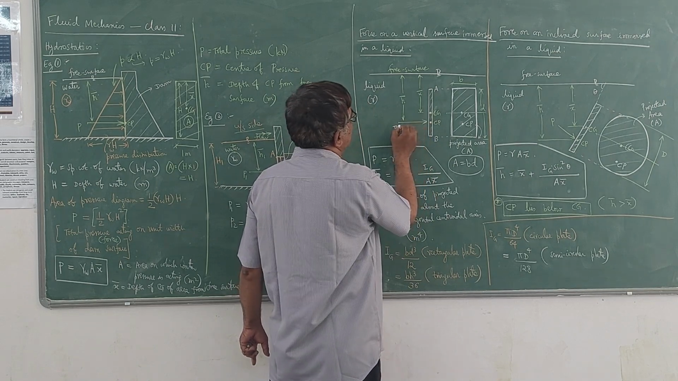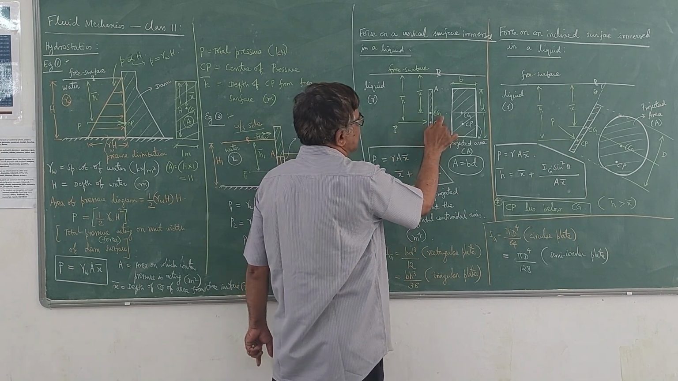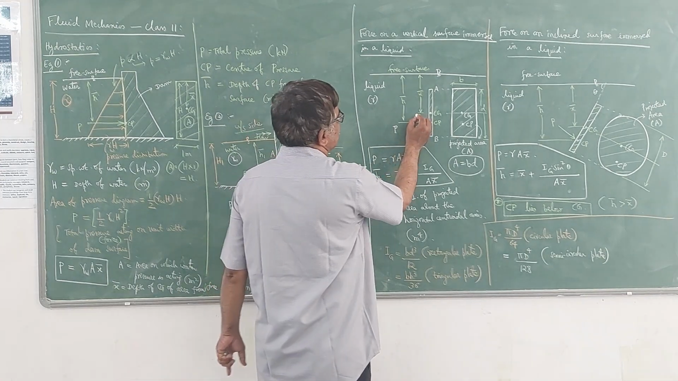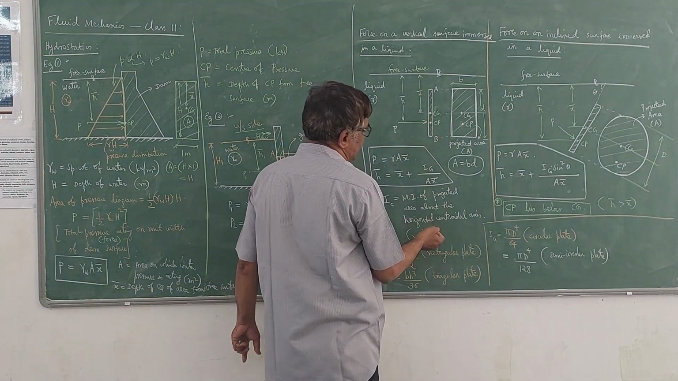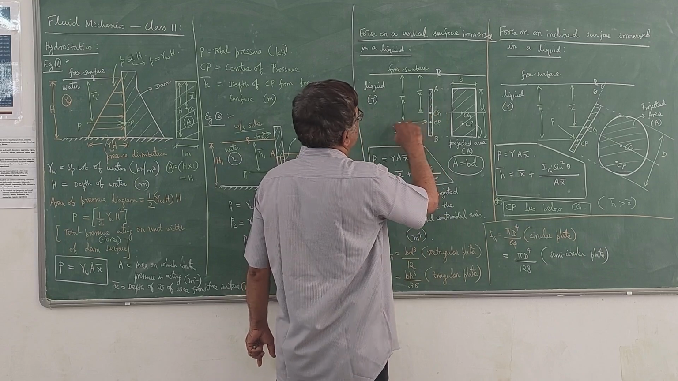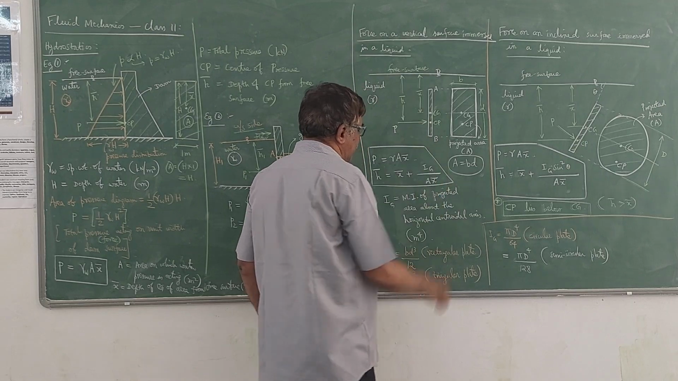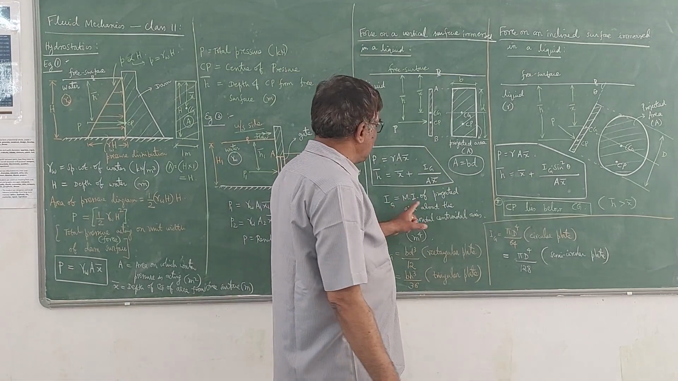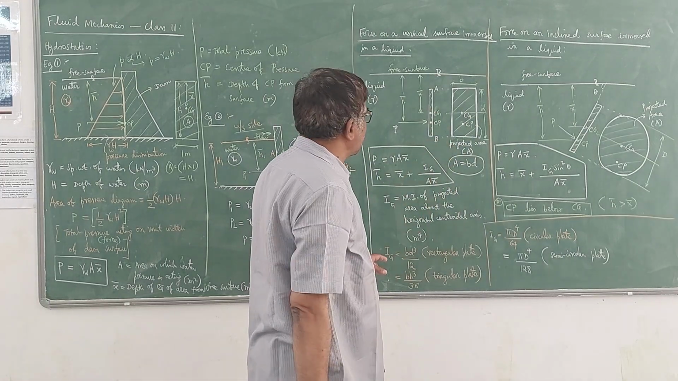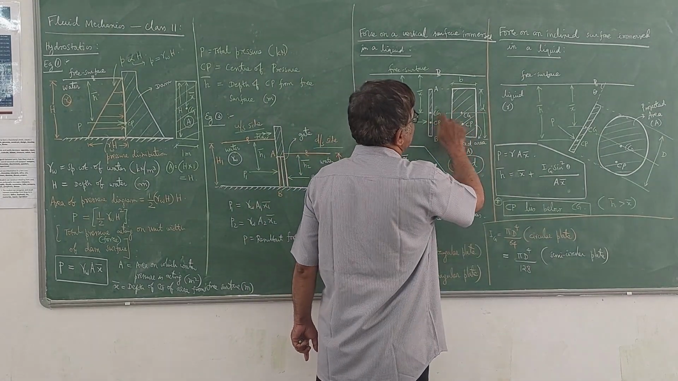So you can see here that h bar is greater than x bar. That means the center of pressure always lies below the center of gravity. You can prove that this distance is Ig divided by A x bar. Therefore h bar will be x bar plus Ig divided by A x bar, where Ig is the moment of inertia of the projected area, that is, the area of the surface about the horizontal centroidal axis. This is the horizontal centroidal axis.